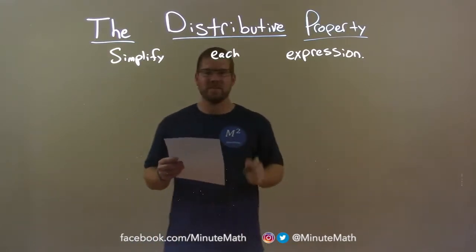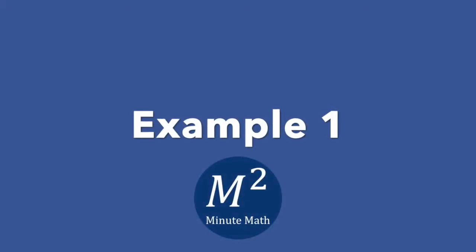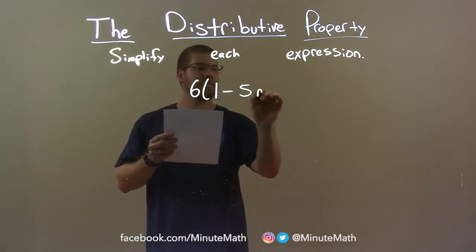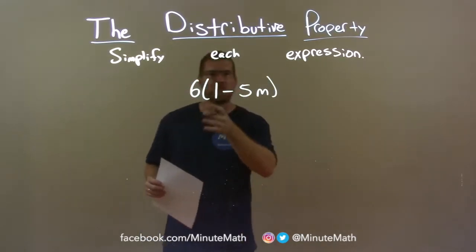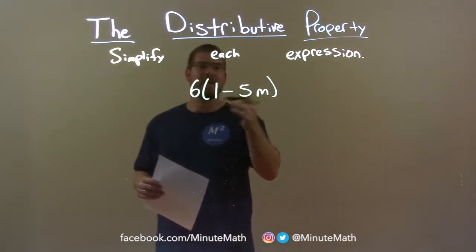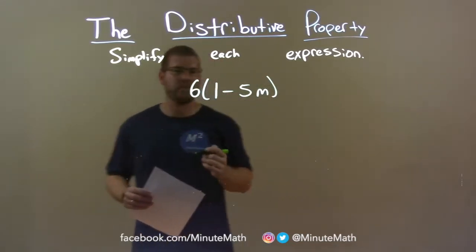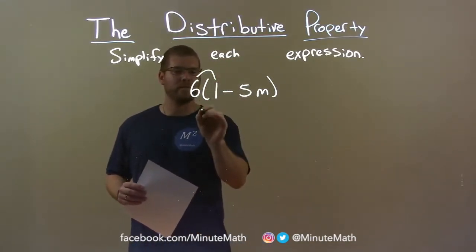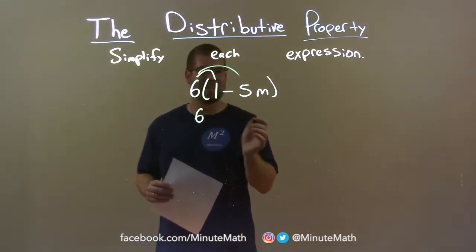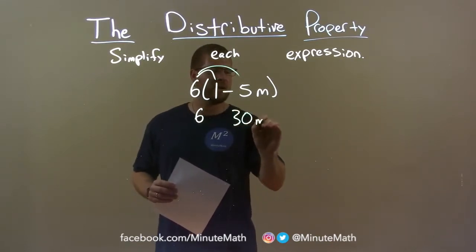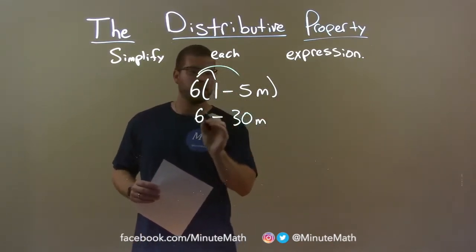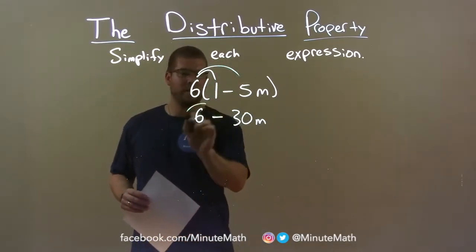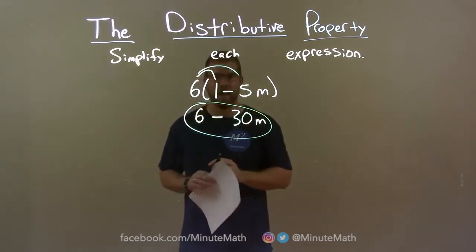So, if I was given this expression, 6 times (1 minus 5m), okay? Well, first thing first, I need to multiply this 6 and distribute that inside of the parenthesis, right? Because inside the parenthesis, there's nothing we can simplify there. So 6 times 1 is 6, and 6 times 5m is 30m. Keep the subtraction, and now at this point, there's nothing to simplify. We can't simplify anymore. So my final answer is just 6 minus 30m.